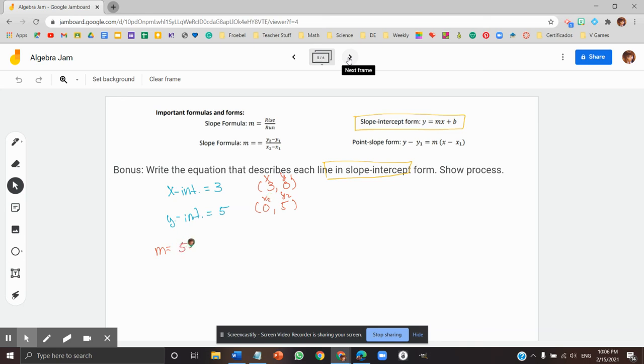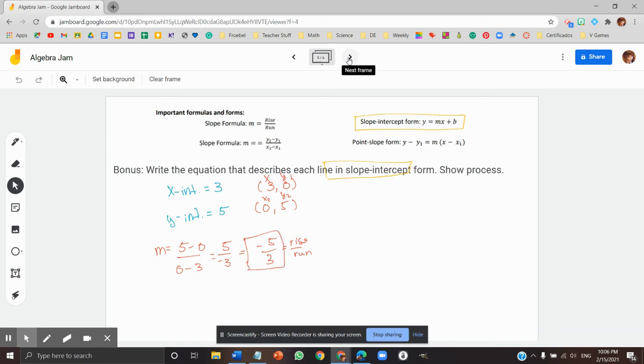So for example, it's going to be 5 minus 0 over 0 minus 3. And 5 minus 0 is 5, and 0 minus 3 is negative 3. This is the same thing as negative 5 over 3. That is my slope. This is my rise, this is my run. I'm going to leave it like that.